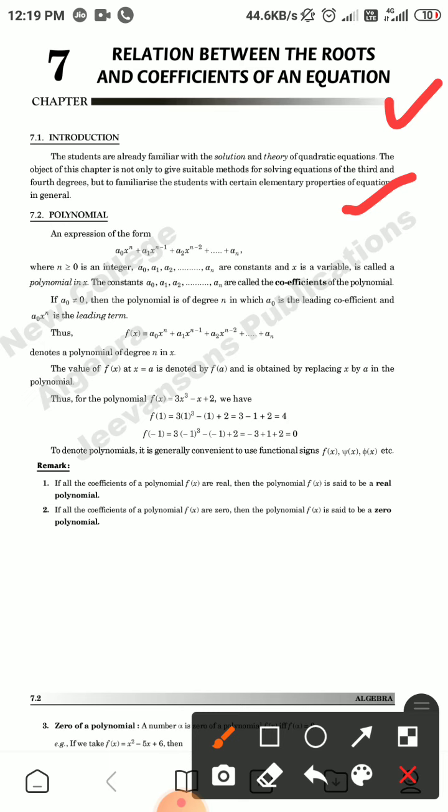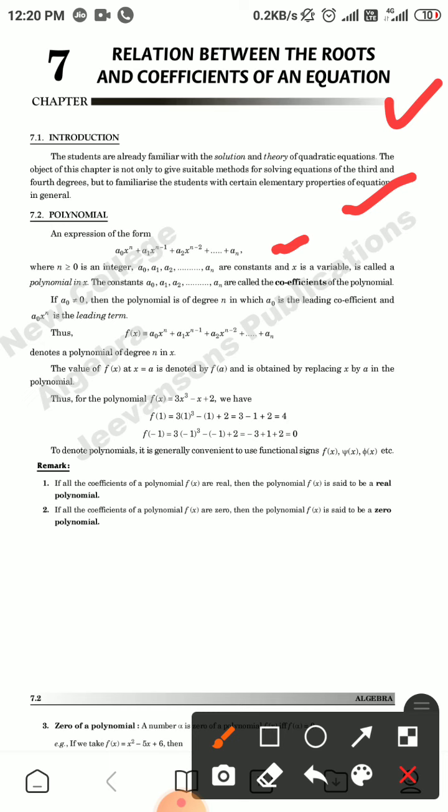What is a polynomial? Polynomial: an expression of the form a naught x raised to power n plus a1 x raised to power n minus 1 plus a2 x raised to power n minus 2 plus so on, an, where n is greater than or equal to 0 and is an integer. A naught, a1, a2, an are constants and x is a variable, is called a polynomial in x. The constants a naught, a1, a2, an are called the coefficients of the polynomial.